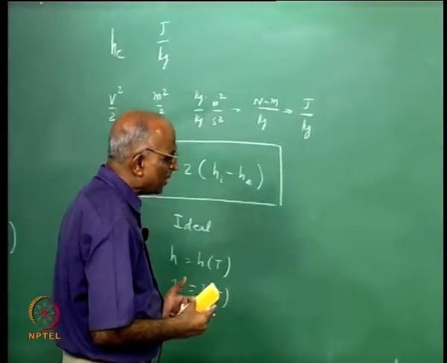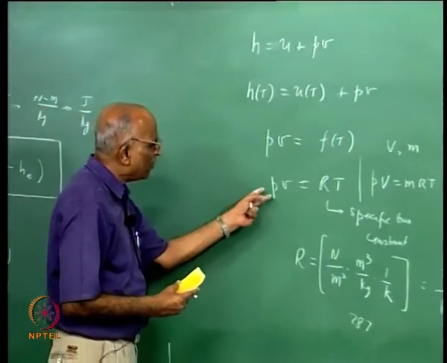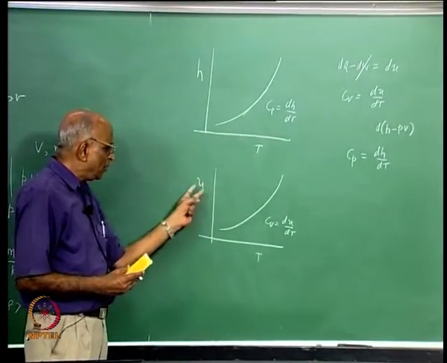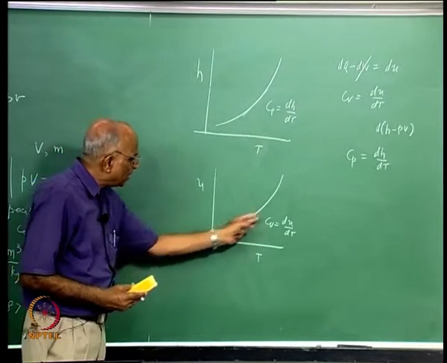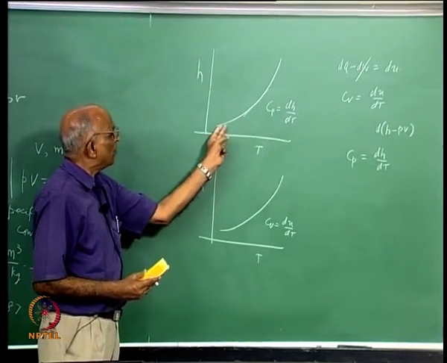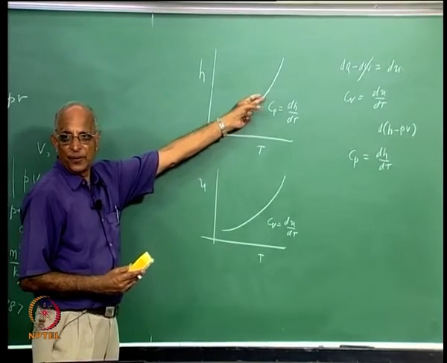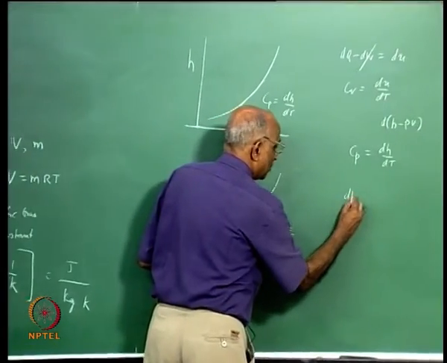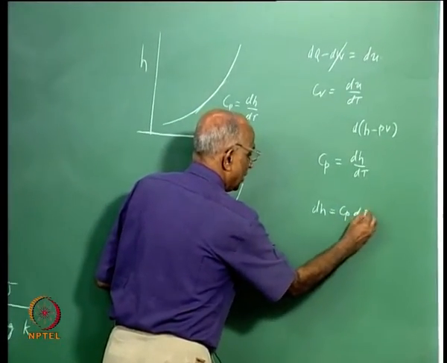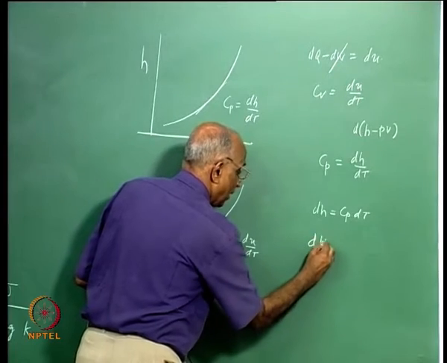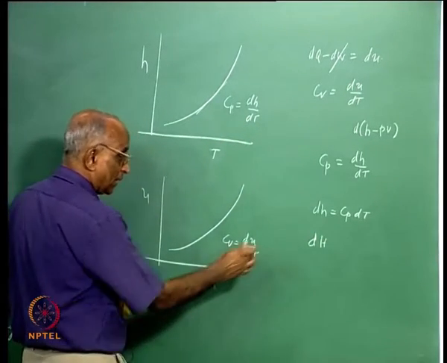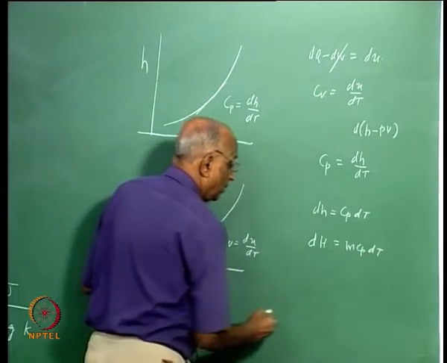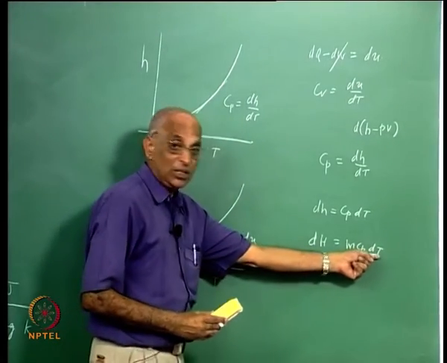Now, when I look at H as a function of temperature and U as a function of temperature, the curve is varying. Cp is also a function of temperature, Cp keeps varying. And now from this equation I write dH is equal to Cp dT, or rather the enthalpy of a mass of gas m, capital H, is equal to m Cp dT. Now, Cp is going to change with temperature.